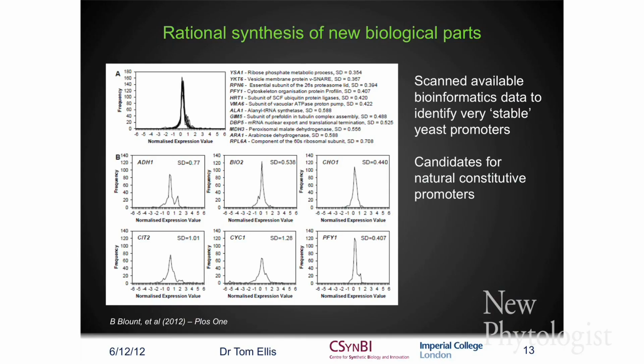So first off, we turned to existing data. Ben, in my group, scanned available bioinformatics data from many microarray experiments, trying to find and identify very stable yeast promoters that in all sorts of microarray expression sets, so perhaps what happens in a chemostat, what happens when you change the carbon source or you change the temperature, the mRNA profile of certain genes stays the same, and these would be candidates for naturally constitutive promoters.